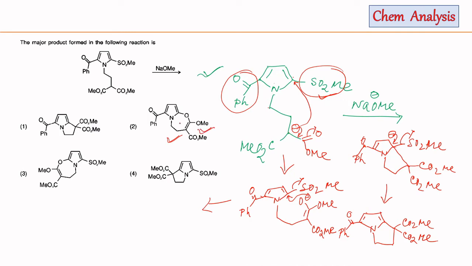Now here we can see that the ring formed here is a 7 member ring, 1, 2, 3, 4, 5, 6, 7, and it is fused with a 5 member pyrrole ring. Now a 7 member ring fused with a 5 member ring is less stable in comparison to a 5 member ring fused with a 5 member ring. So due to stability reasons, this product will be the major product.